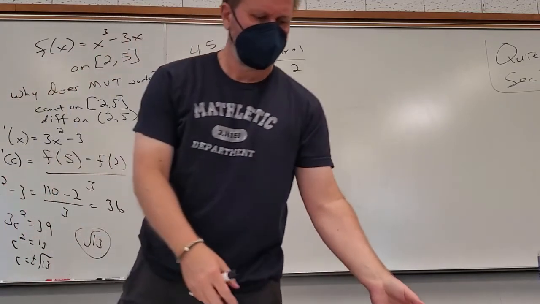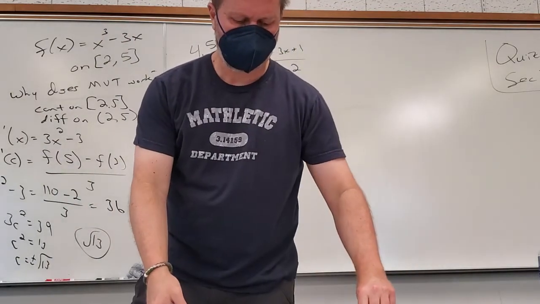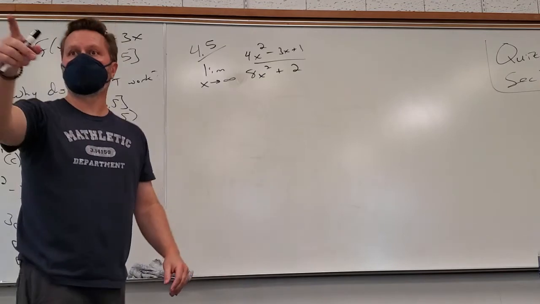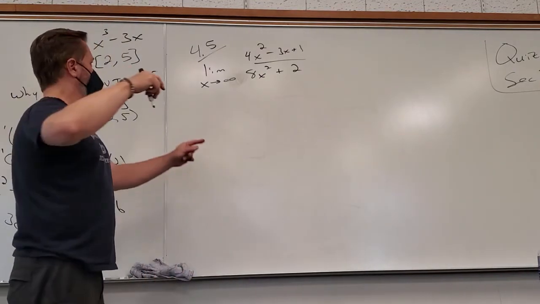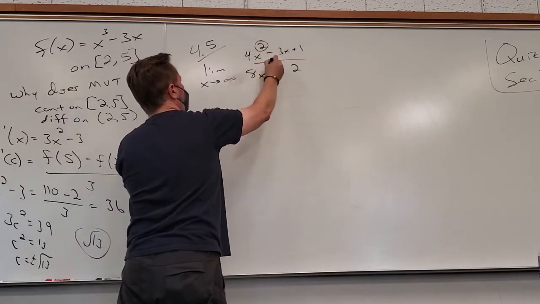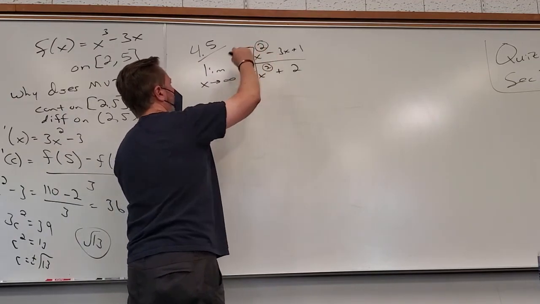The asymptote is 1/2. How do you tell? Because they have the same power. Same degree, so it's just the ratio of these.